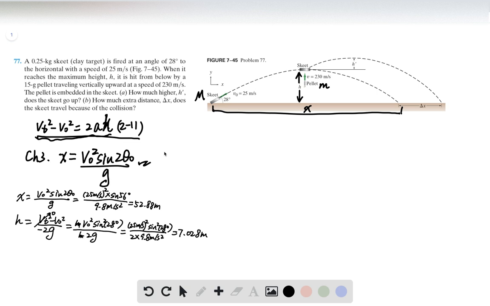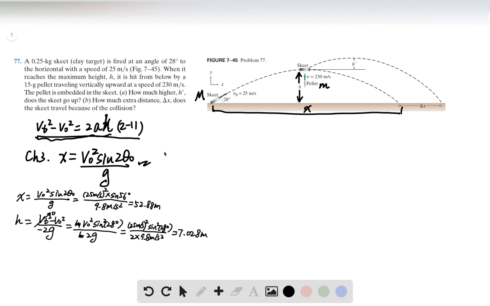So in the x direction, there is no extra speed, but that does not mean the velocity in the x direction does not change, because the bullet is embedded in the skeet. Originally we only have a mass of big M, and now we have a mass of big M plus small m. Because of that, the velocity in the x direction will change. It will slow down in the x direction due to the conservation of momentum in the x direction.